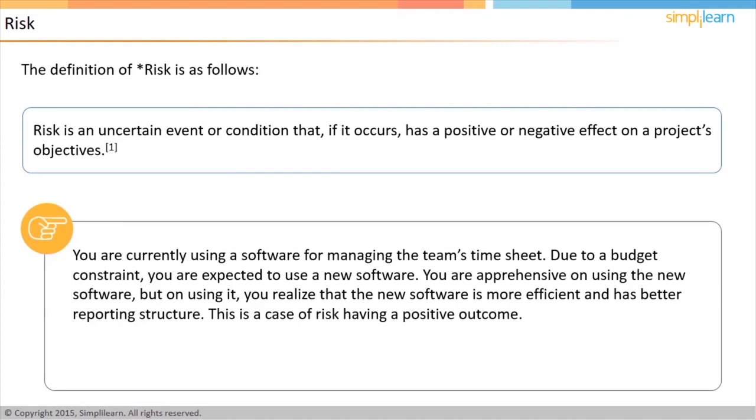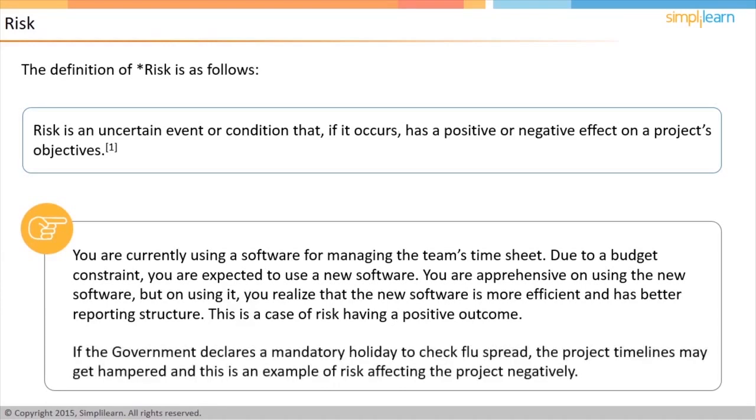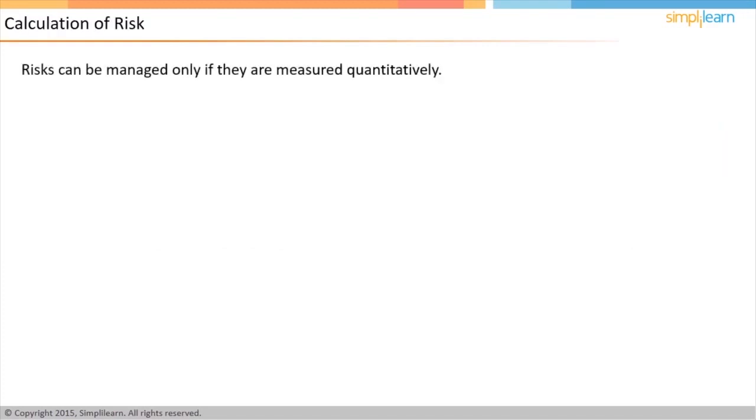An example of bad uncertainty can be swine flu. Government declares mandatory holiday to check flu spread, which may affect your project work. Risks can be managed only if they are measured quantitatively. Suppose there are many risks identified in a project and you have limited resources to manage them.